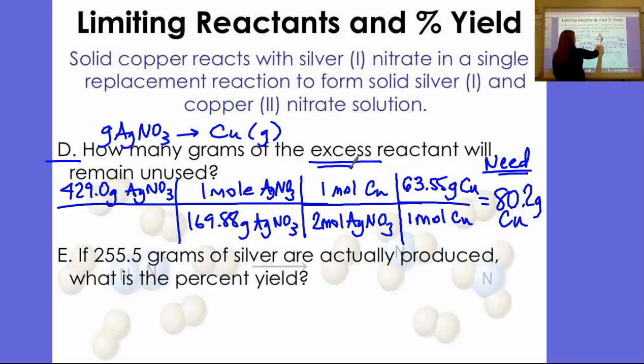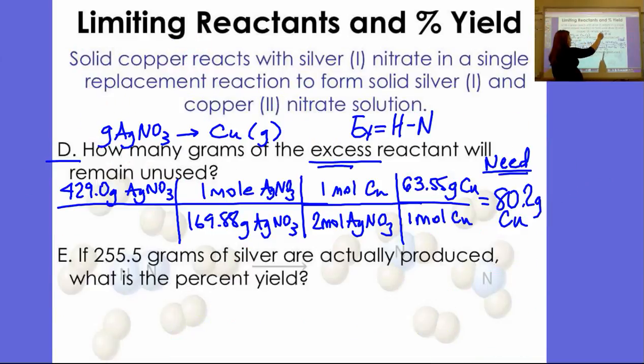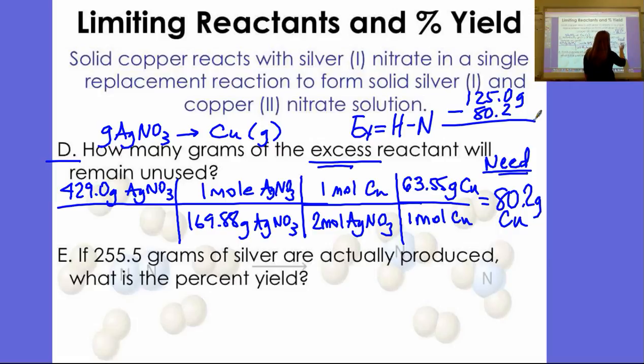How much excess did I have? Again, we said excess was have minus need. Going back to part B, I have 125 grams of copper total, but I only needed to use 80.2. That tells me I have about 44.8 grams of leftover extra.